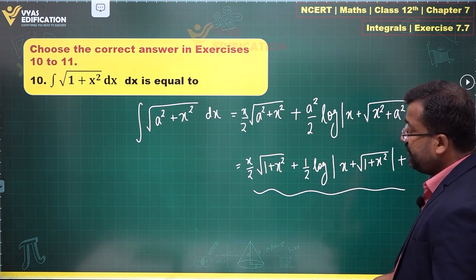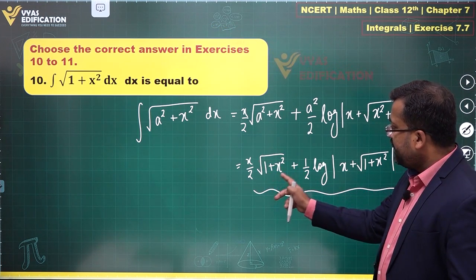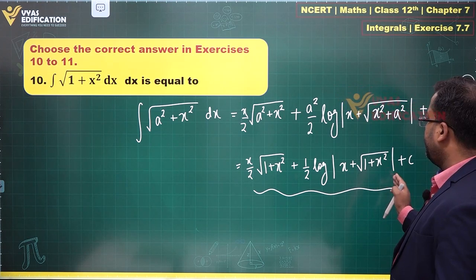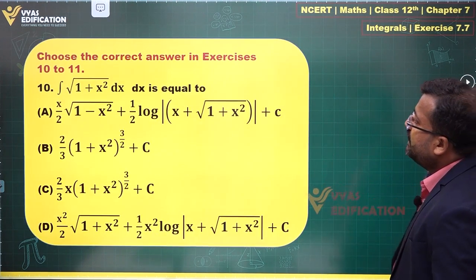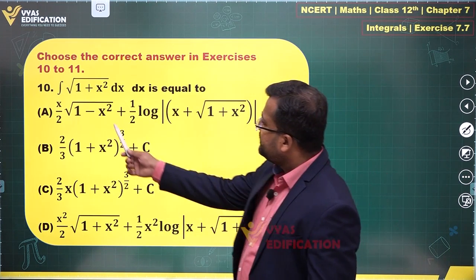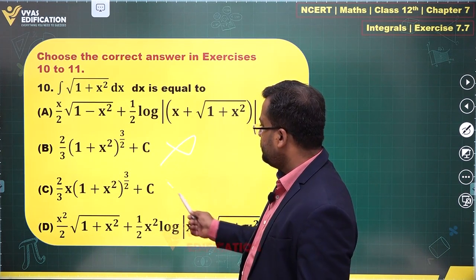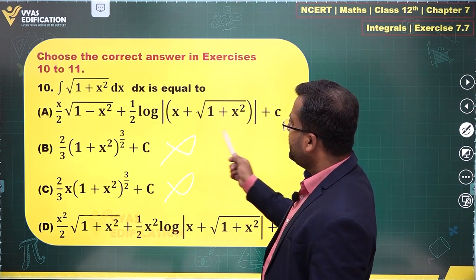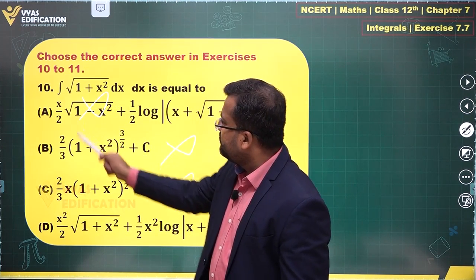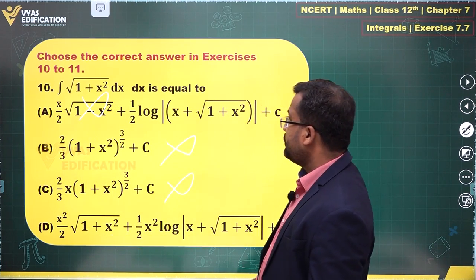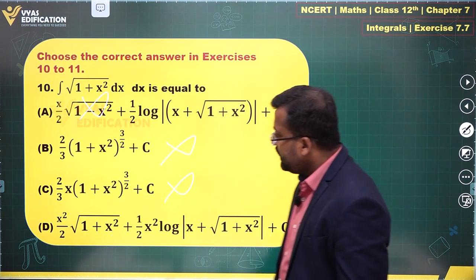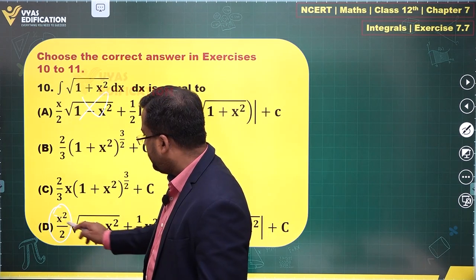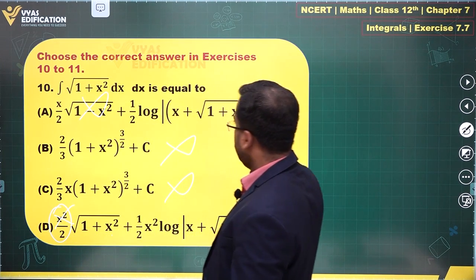Let's check the options, which of these options is correct. We have under root of 1 plus x square and log x plus under root of 1 plus x square. There's a 1 by 2 over here, x by 2 over there. Keep that in mind. So 1 plus x square, this looks incorrect. There should be two terms. This looks incorrect because of this 1 minus x square. There should be a 1 plus x square over there. Yes, and this x square by 2 also looks incorrect. All are incorrect.